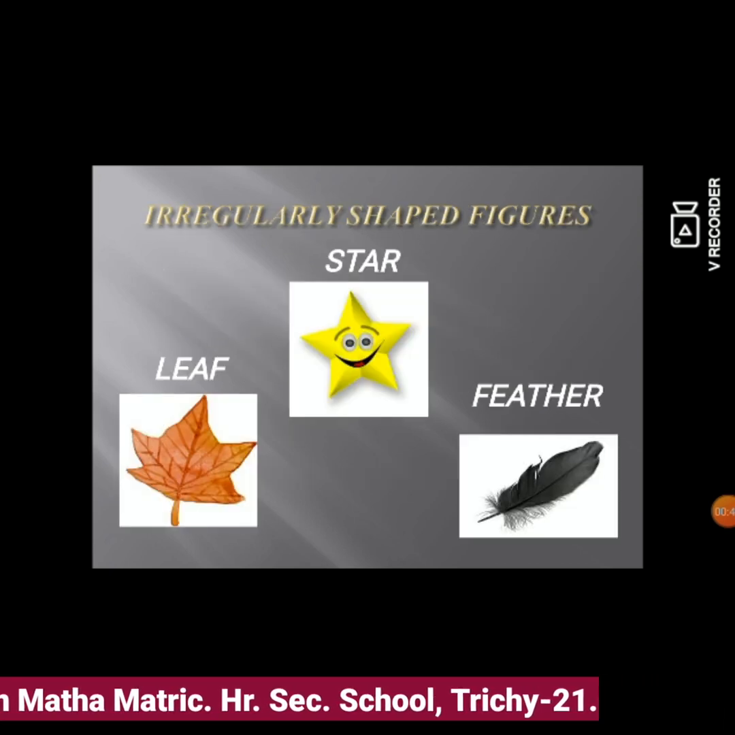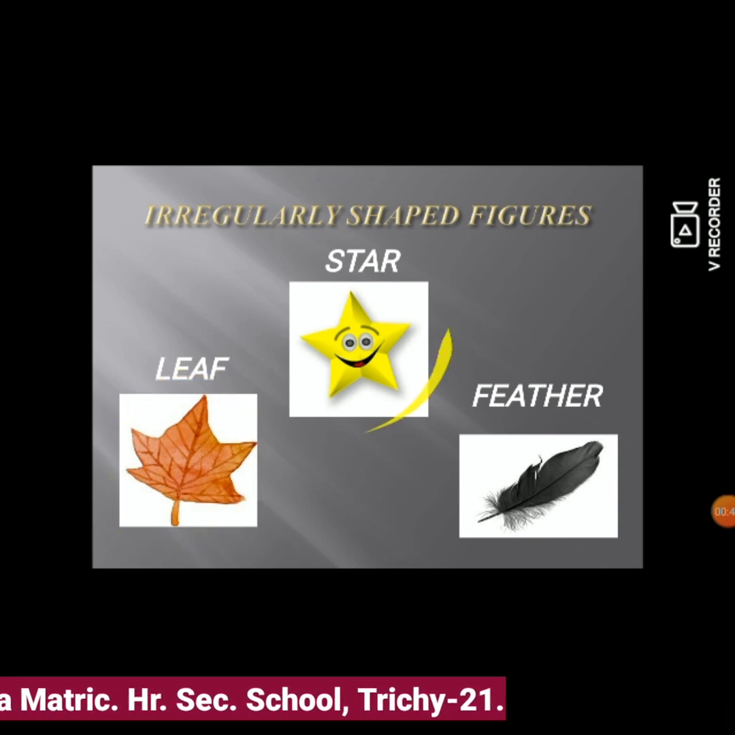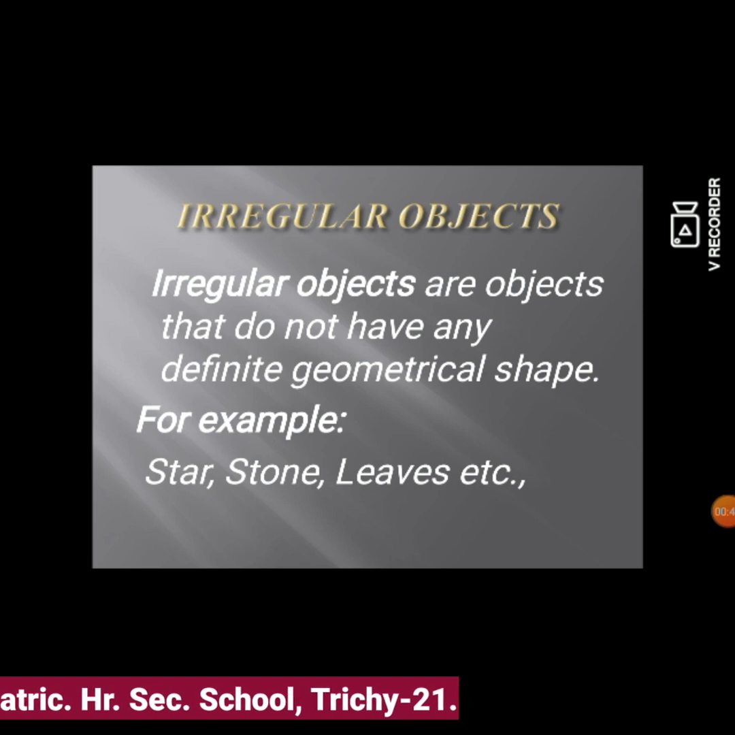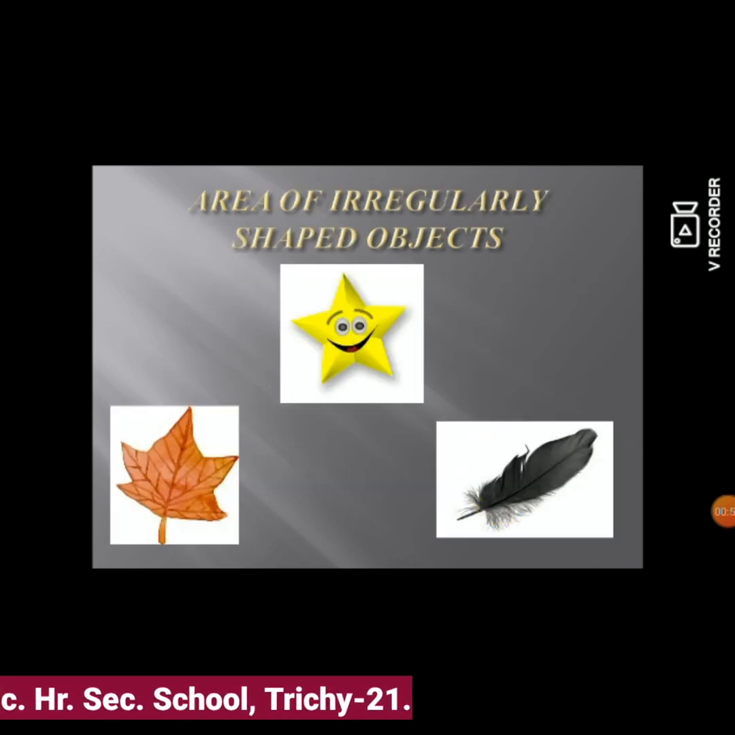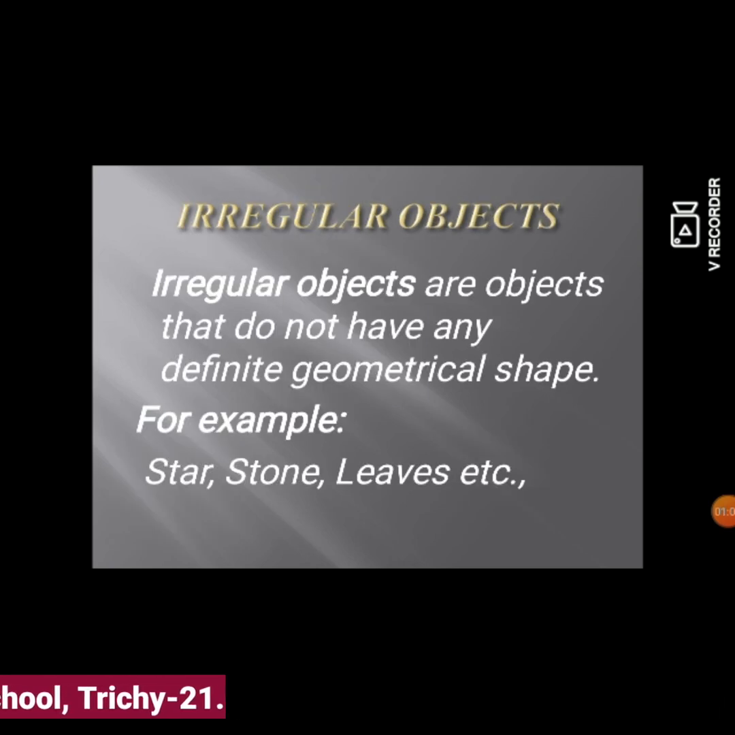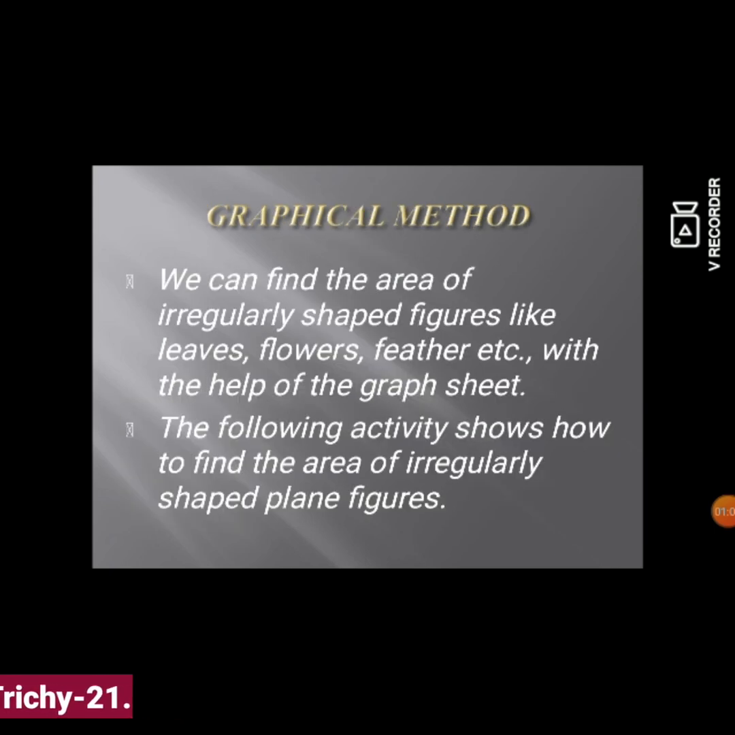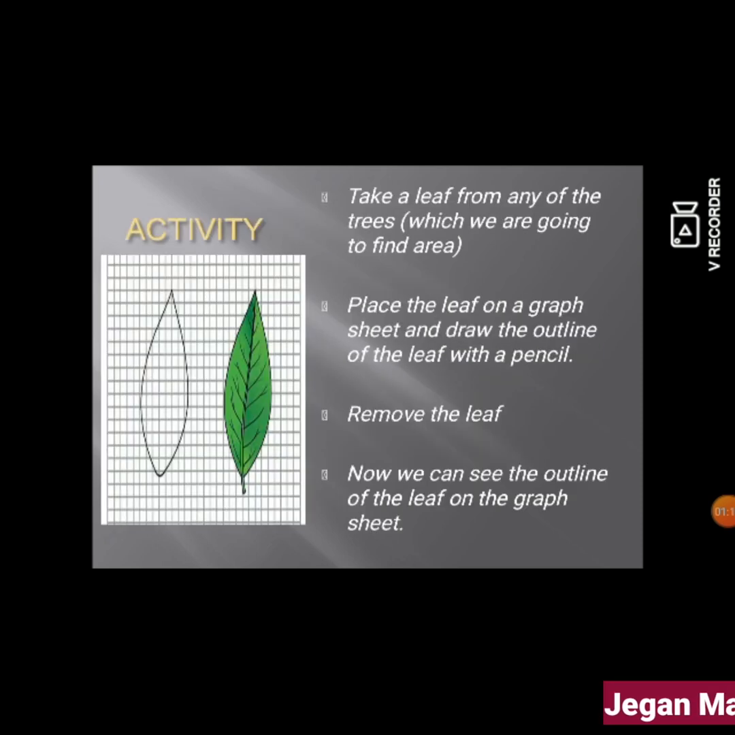So in our daily life, we encounter many irregularly shaped figures like leaf, star, feather, flower, etc. The area of such irregularly shaped figures cannot be calculated using any formula. So, we can find the area of these irregularly shaped objects with the help of a graph sheet. Now we are going to do one activity. The following activity shows how to find the area of irregularly shaped plane figures.